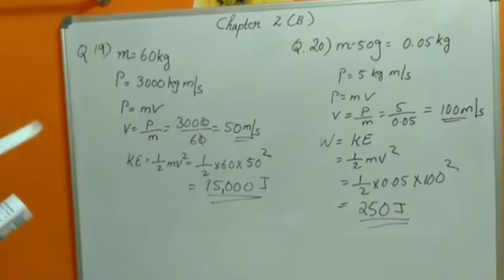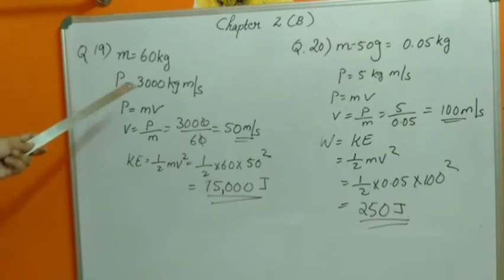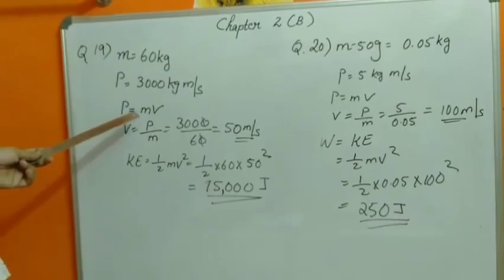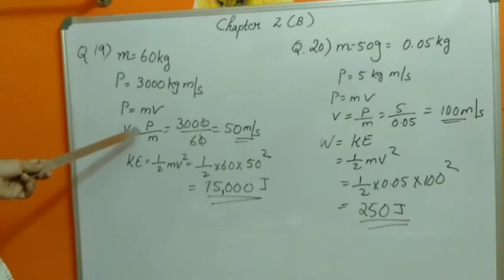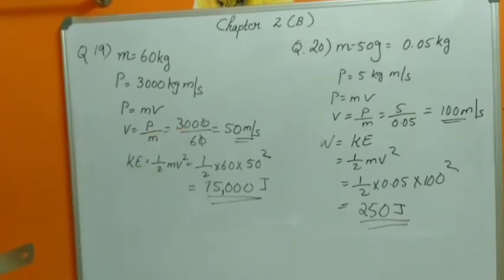Next, question number 19. A body of mass 60 kg, mass of the body is given 60 kg, has the momentum. Momentum is given 3000 kilogram meter per second. So we have the formula. Momentum is mass into velocity. So from here we can calculate velocity. Momentum by mass, we will get 50 meter per second.